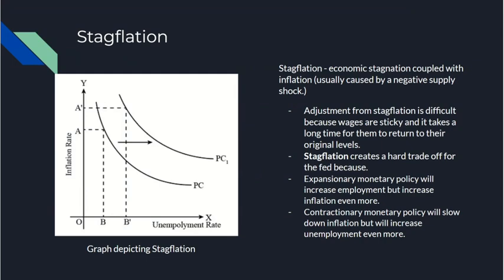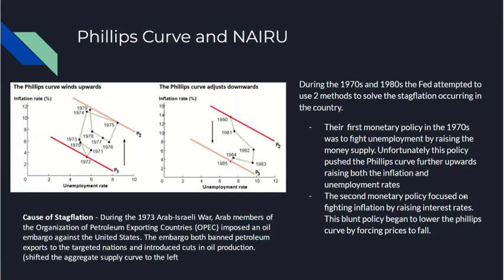To the left here, you can see a graph that depicts stagflation. As you can see, stagflation is caused by the inflation rate increasing beyond its original level, as well as the unemployment rate rising from its original level. This is a live example of the Phillips curve and NAIRU.